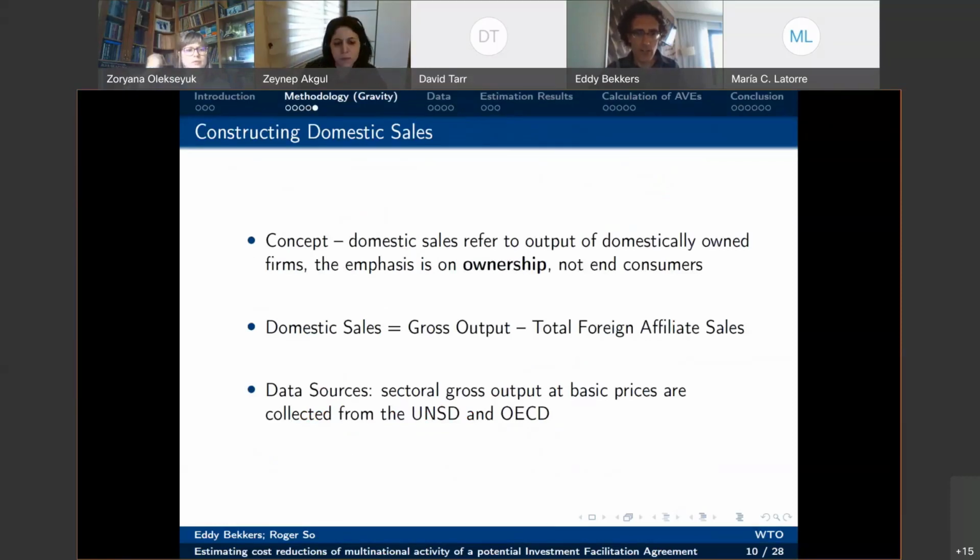So how do we get to domestic sales? We simply take gross output minus total foreign affiliate sales. Obviously, this is not perfect, but we think it is a good proxy for the sales by domestically owned firms. And we use sectoral gross output based on UNIDO and OECD data.